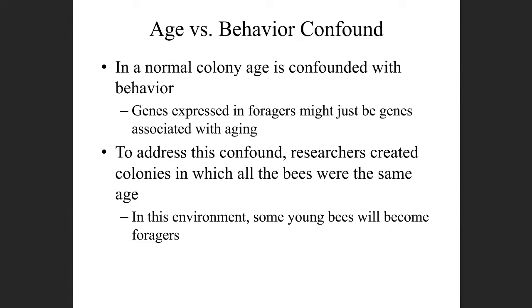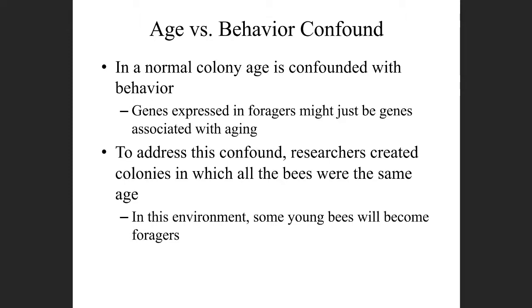And so in order to sort of separate that and find out what genes are actually affecting the behavior, researchers created colonies artificially, and it's not that hard to do, in which all the bees were the same age. So they can do that by collecting eggs from many hives and putting them all in one hive and removing the younger brood. And so then you end up having a pulse that everyone is going to be the same age for at least a week or two.